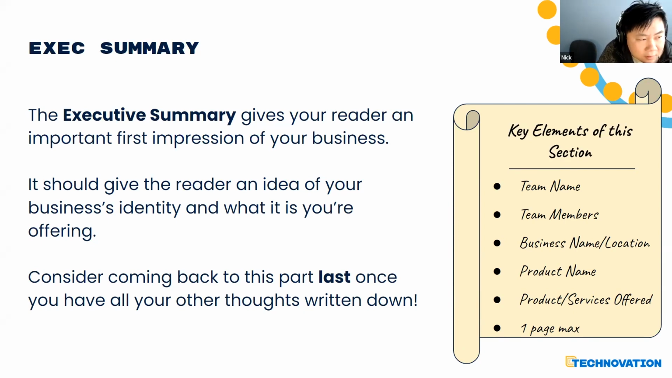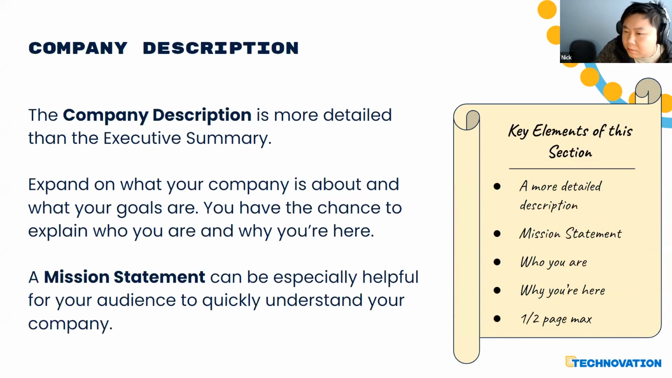So after the executive summary, it's usually followed by a section called company description. This is a little more detail. It's your chance to elaborate a little more. It's the section where you explain what your goals are, why you're doing it, and why you're here. Like, why are you specifically the right person to do the goal that you're stating?